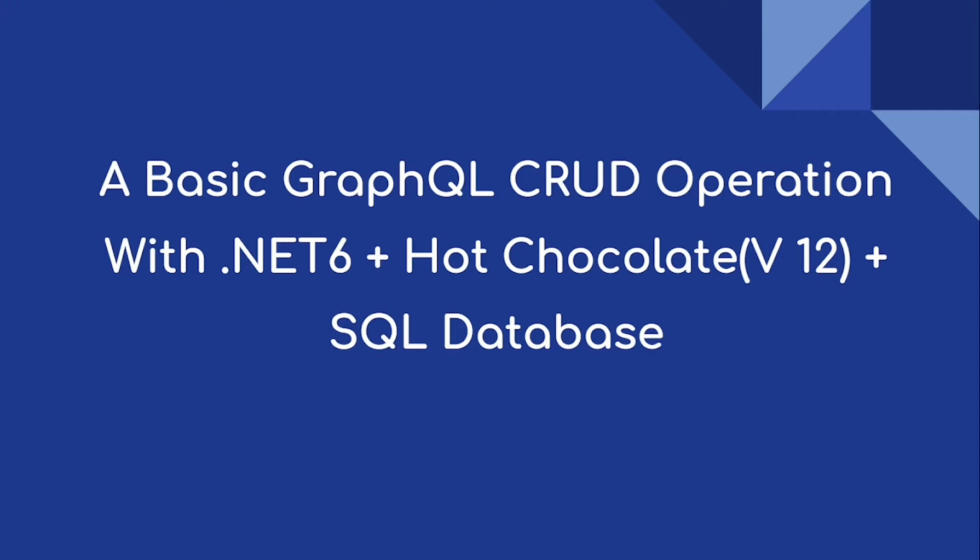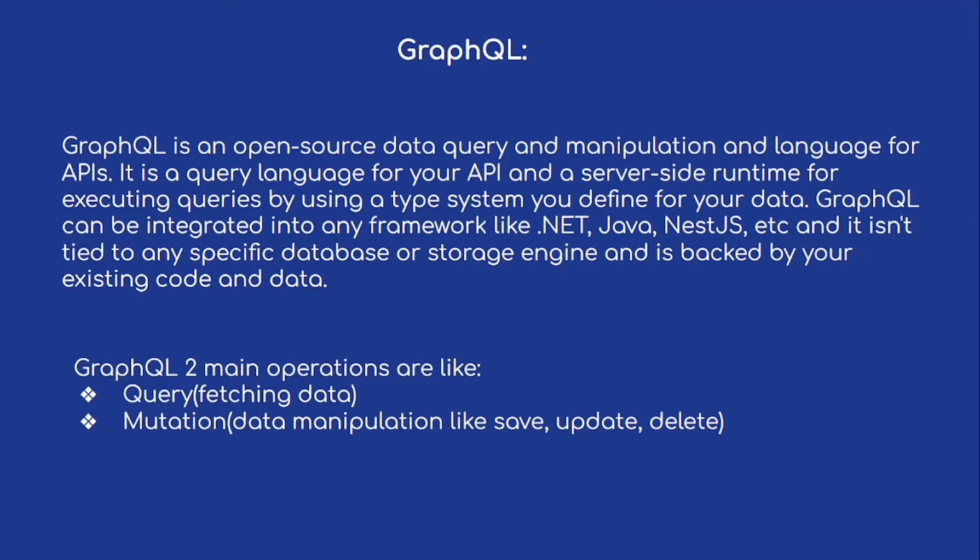Hello everyone. Today we are going to do a basic GraphQL CRUD operation with .NET 6 and Hot Chocolate version 12 library. Okay, so what is GraphQL? GraphQL is an open source data query and manipulation language for APIs. It is a query language for your API and a server-side runtime for executing the queries by using a type system you define for your data.